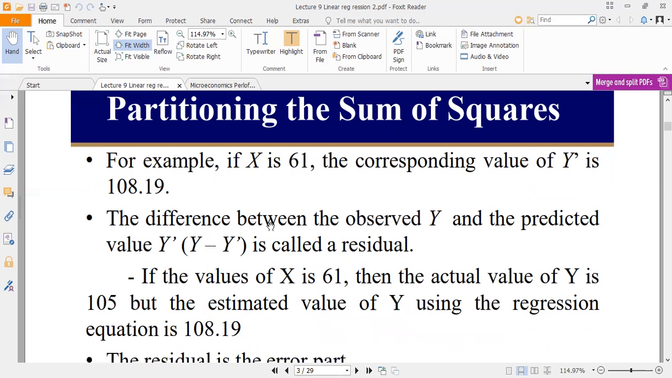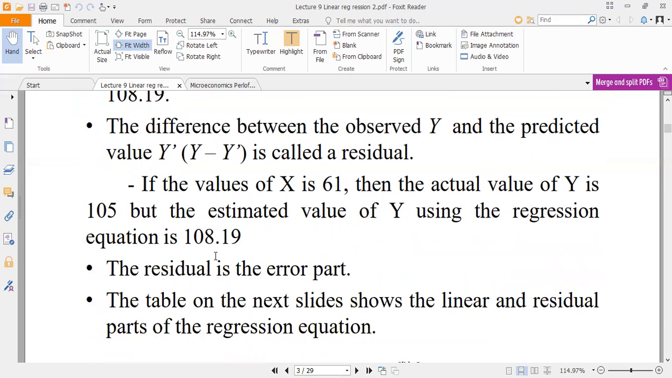So when you go to the table, you find the actual value of y when x is equal to 61. That was given as 105. So the actual y is 105. But then from our regression model, our estimated y is what? Is 108.19. So it means that if you want to find the residual part, it's just going to be the actual y, which is 105 minus what? 108.19. Okay, that is going to give you the error or the difference between the actual value of y and then the estimated value of y.